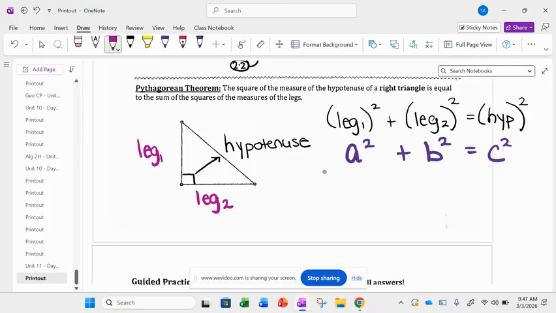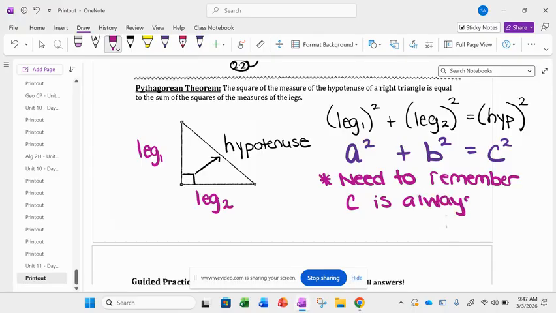So we can put a star here, need to remember c is always the hypotenuse. So what a lot of students like to do is they always like to make c just the missing side, but it's not just the missing side. It always has to be the hypotenuse, which may or may not be the missing side. And you'll understand when we do a problem.